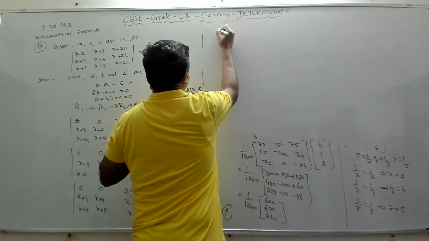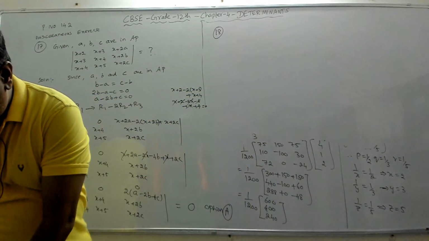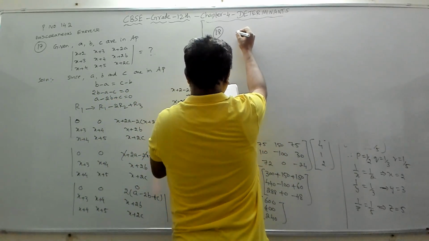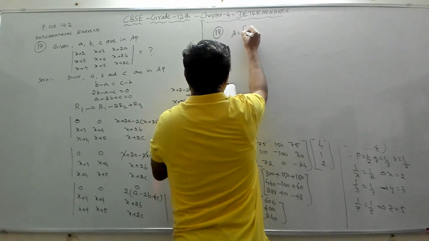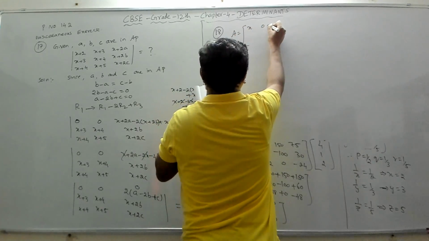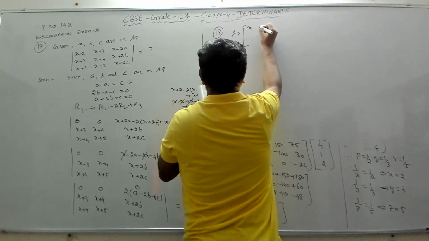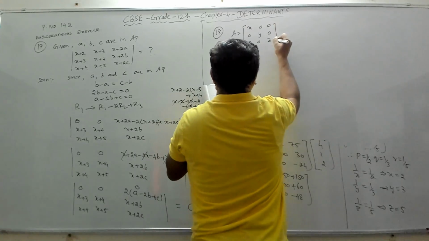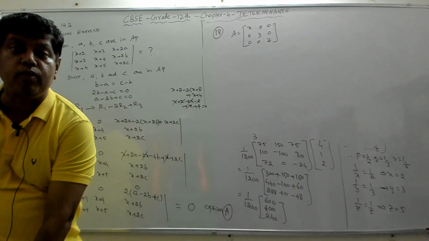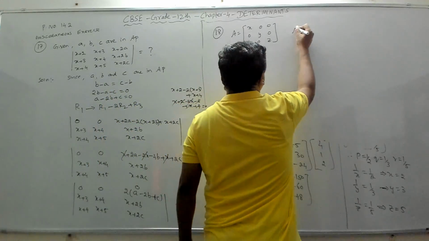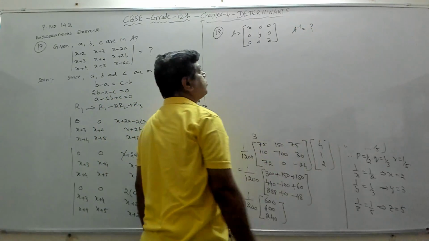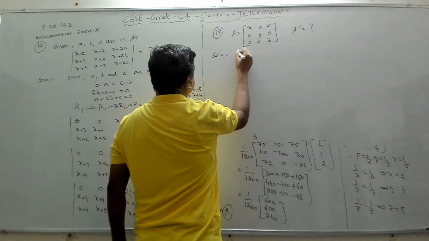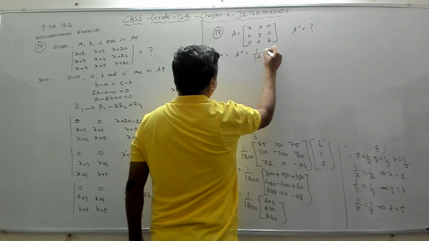So the 18th question is: a matrix A is given, and x, y, z are non-zero real numbers. Find the inverse of the matrix. A is given as x 0 0, 0 y 0, 0 0 z. Now we have to find what A inverse is. The formula for A inverse is 1 by determinant of A into adj of A.